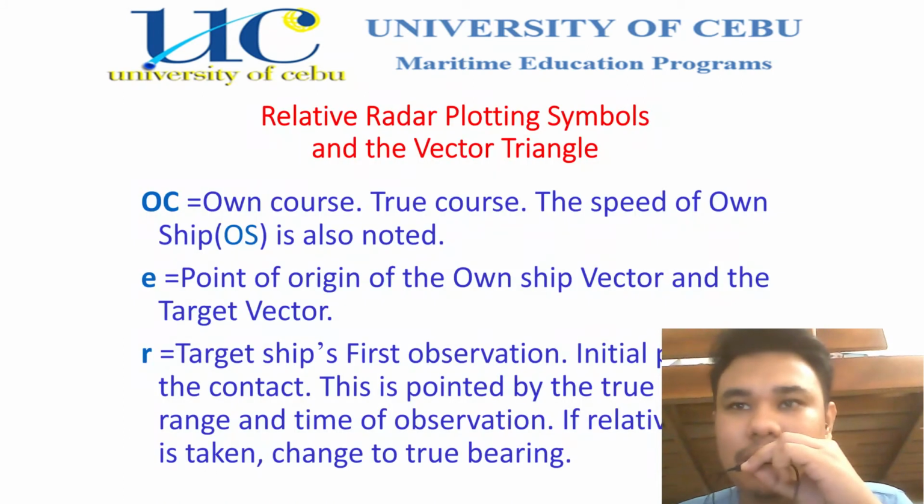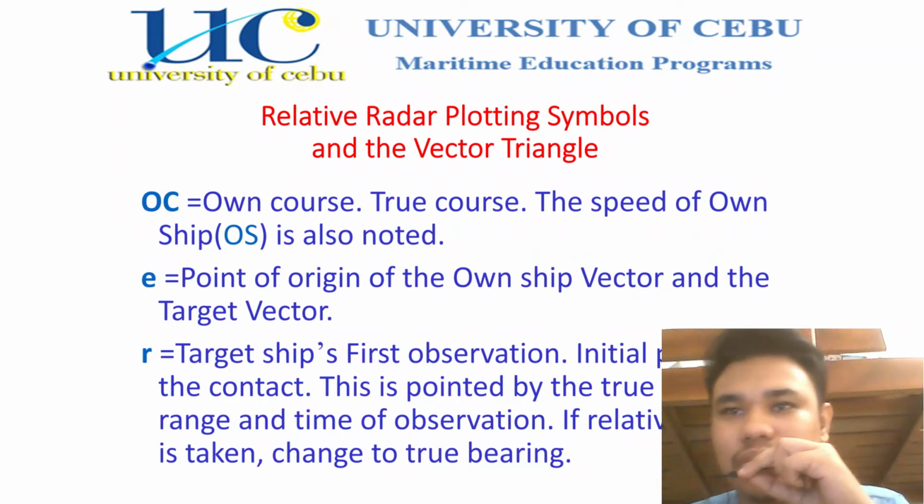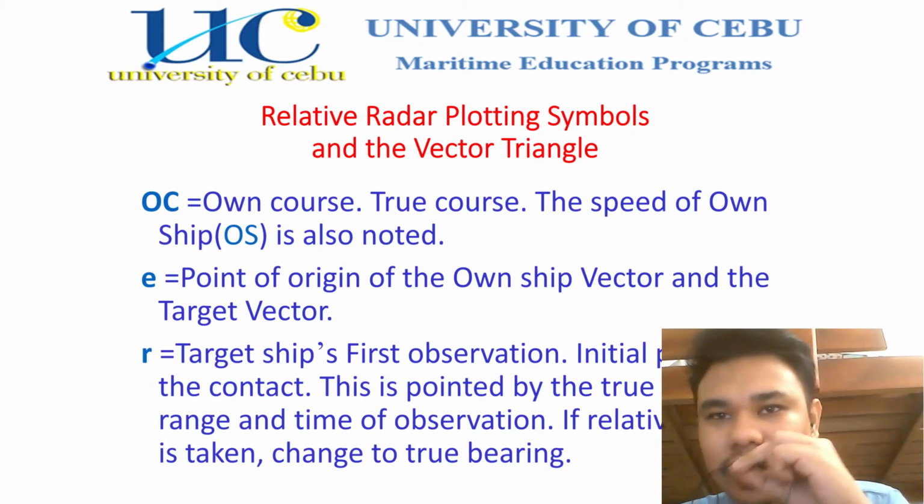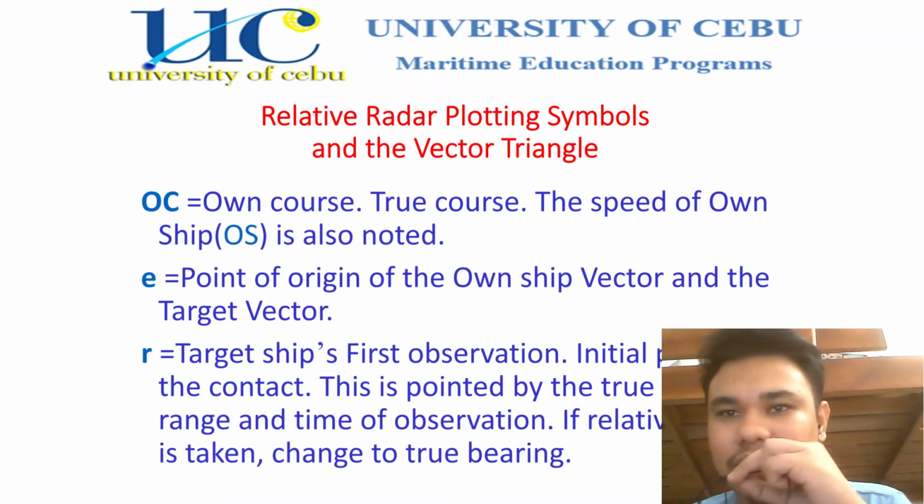So the relative radar plotting symbols on the vector triangle. The OC is own ship's true course, and the speed of own ship is also noted. The letter E is the point of origin and the own ship vector and the target vector. The R is the target ship's first observation, the initial position of the contact. This is pointed by the true bearing, range, and time of observation. If relative bearing is taken, change it to true bearing.